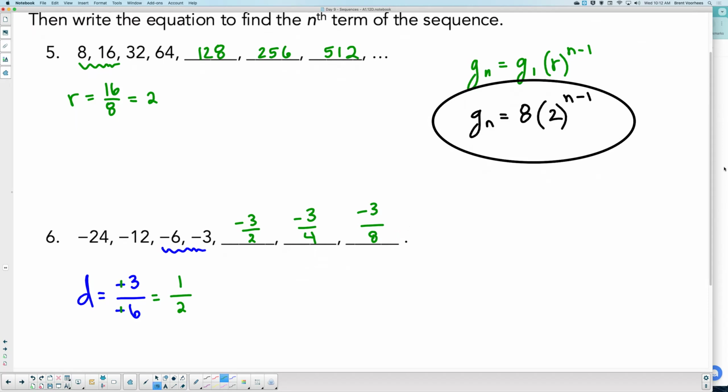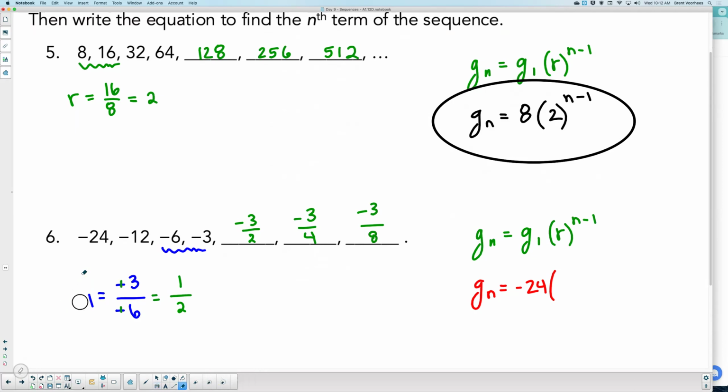Now, the easiest part of this is we plug into this formula right here. We're going to plug into this exact same formula. I'm just going to copy and paste it. We're going to plug into that formula right here. So our equation would look like Gn equals, what's G1? Negative 24.